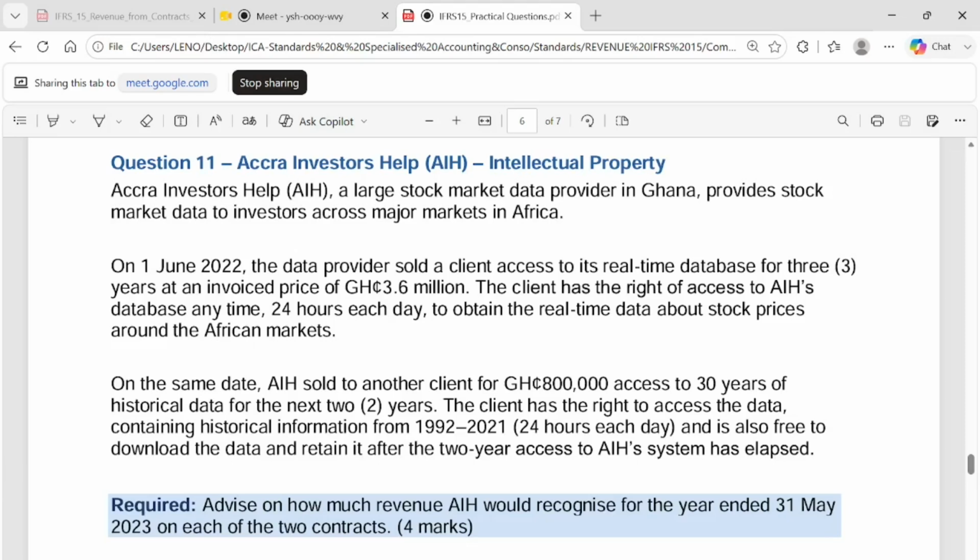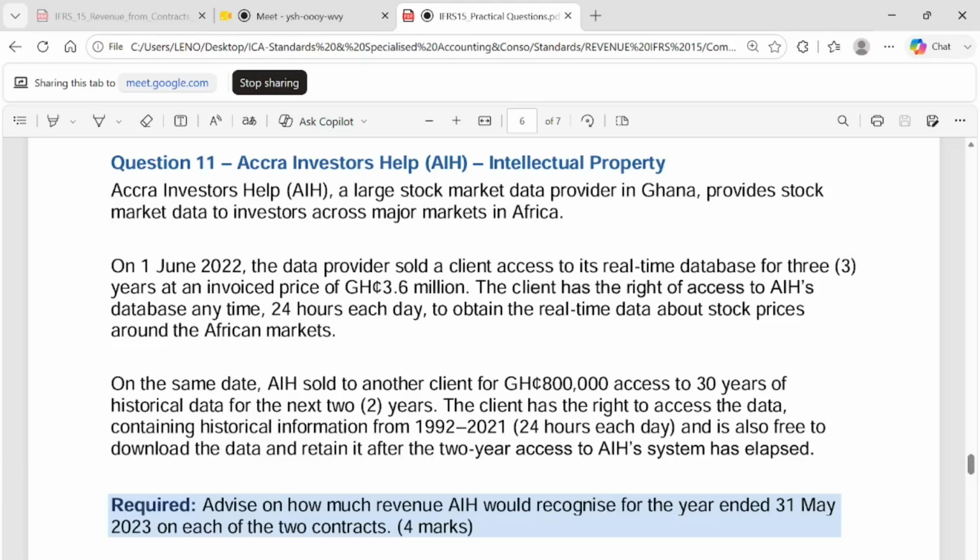The first contract says that they can have access to the database anytime, 24 hours each day, to obtain the real-time data about stock prices around Africa and around the world. Real-time data. So what this means is that if it is real time for a period of 3 years, they will continue updating the system for the 3 years whilst you are using it. So they've given you licenses for the 3 years to access the real-time database.